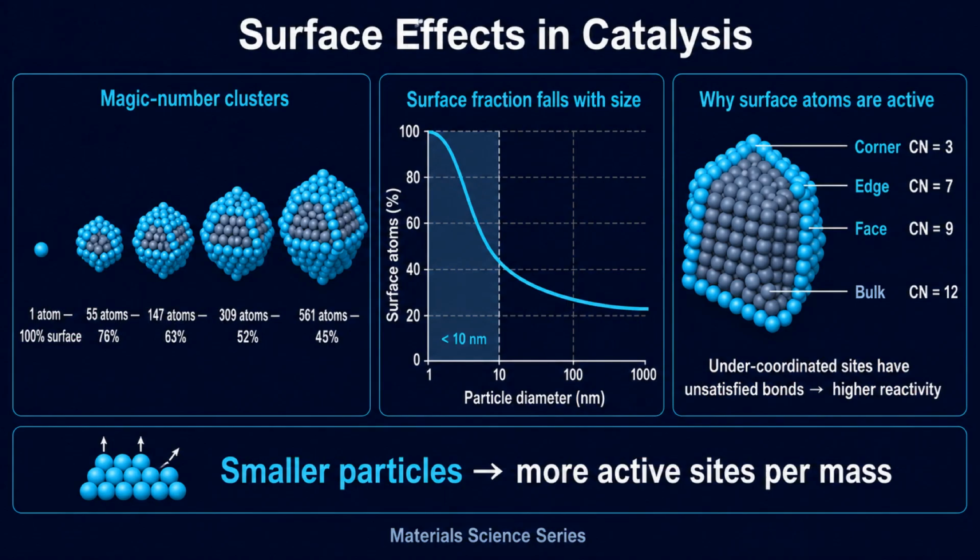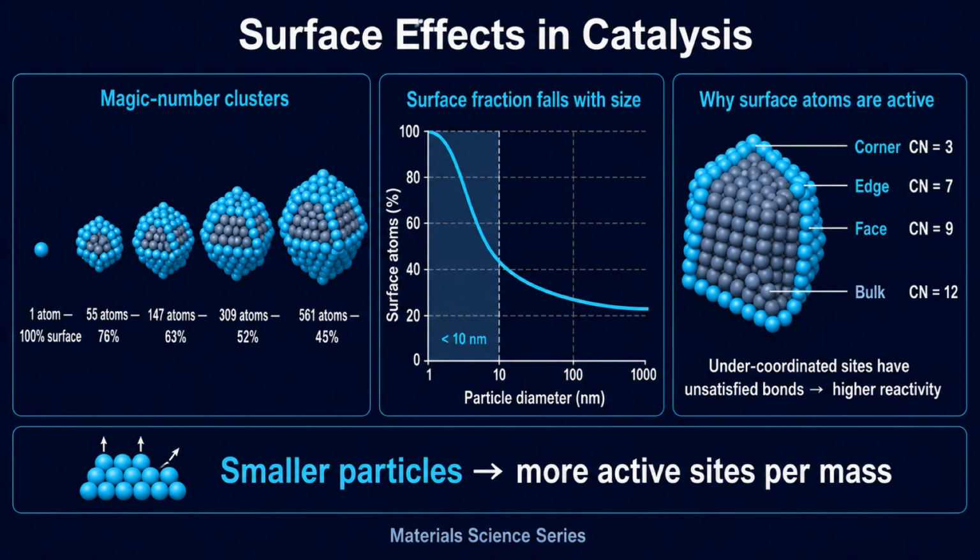Catalysis occurs at surfaces, so the fraction of atoms at the surface directly affects activity. As we saw in Chapter 1, the surface-to-volume ratio increases dramatically at the nanoscale. For cubic dihedral clusters, which approximate real nanoparticle shapes, the surface fraction drops from 100% for a single atom to about 92% for a 13-atom cluster, 76% for 55 atoms, and 52% for 309 atoms. Below 10 nanometers, a substantial fraction of atoms are at the surface.